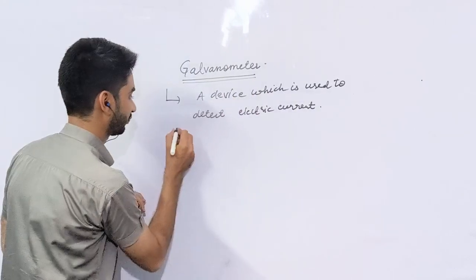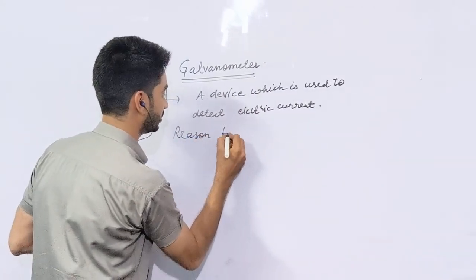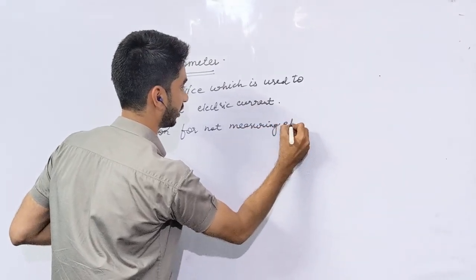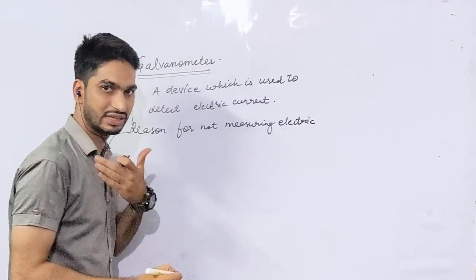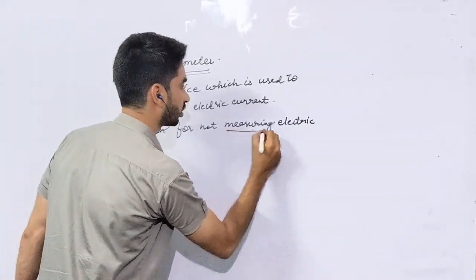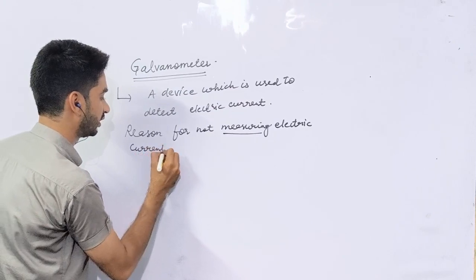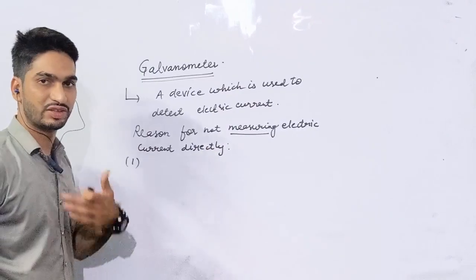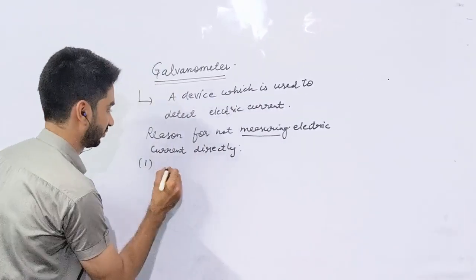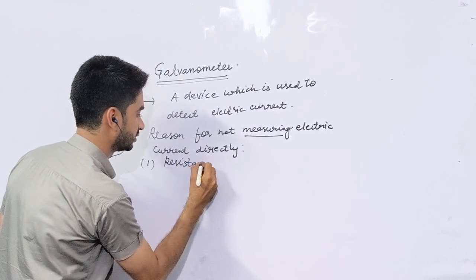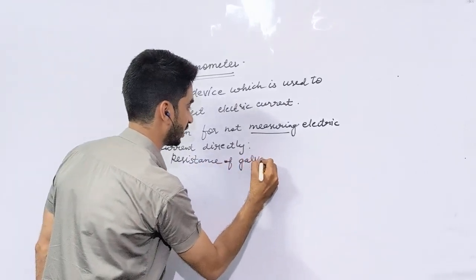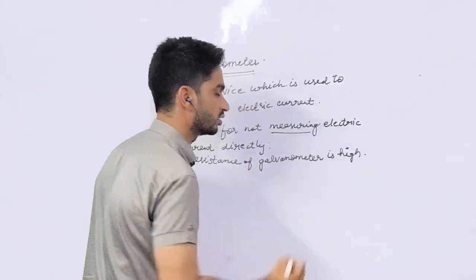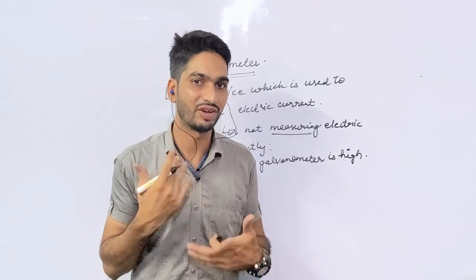Number one, reason for not measuring electric current, because it is only sensing, not measuring. So reasons for not measuring electric current directly. Reason number one, the resistance of the galvanometer is high, because of which it will change the value of electric current in the circuit.